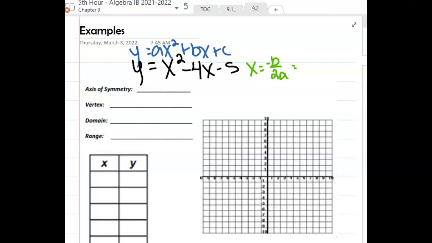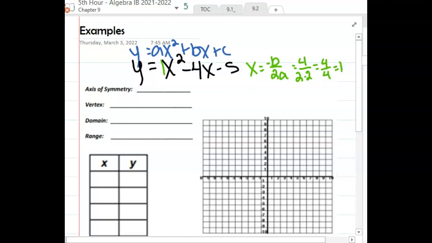Now remember though, my formula says to take the opposite of b. So if b is -4, what's the opposite of -4? A +4. So it's going to be 4 over, and then we're going to do 2 times a. Here's the thing. a is the number in front of your x squared. There's not a number there, so it's a 1. Very good. So it's going to be 2 times 1. So it's going to be 4 over 2, which is going to be 2. So your axis of symmetry is x equals 2.